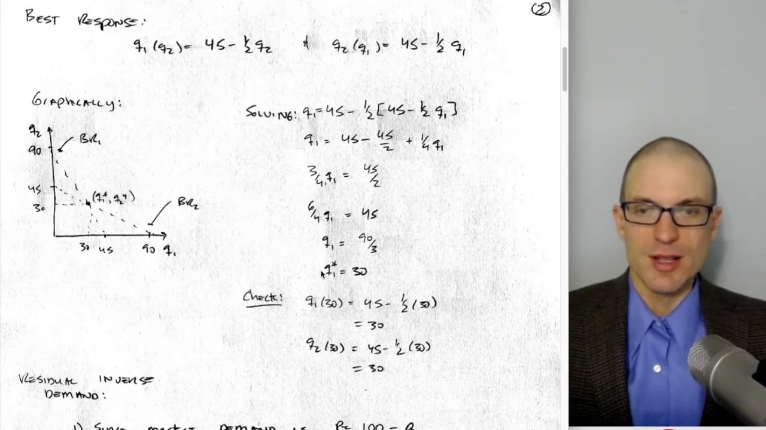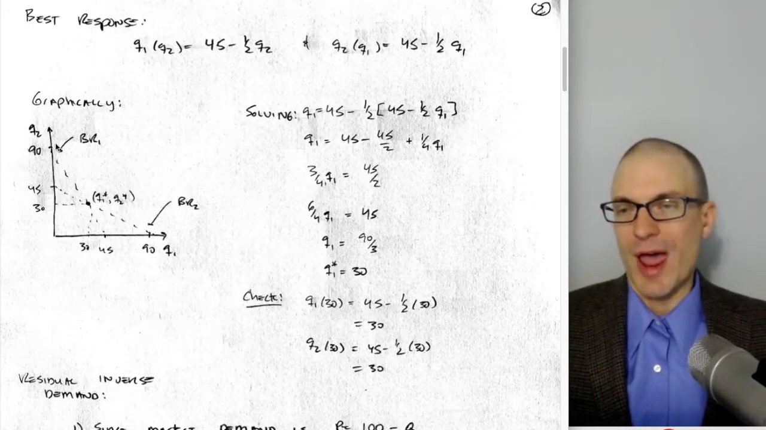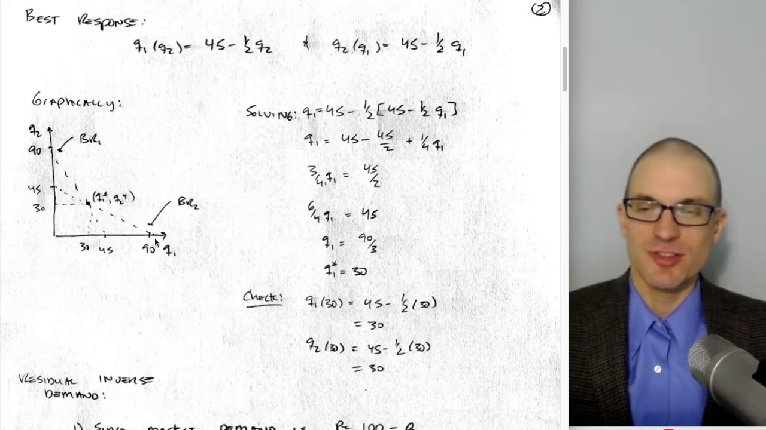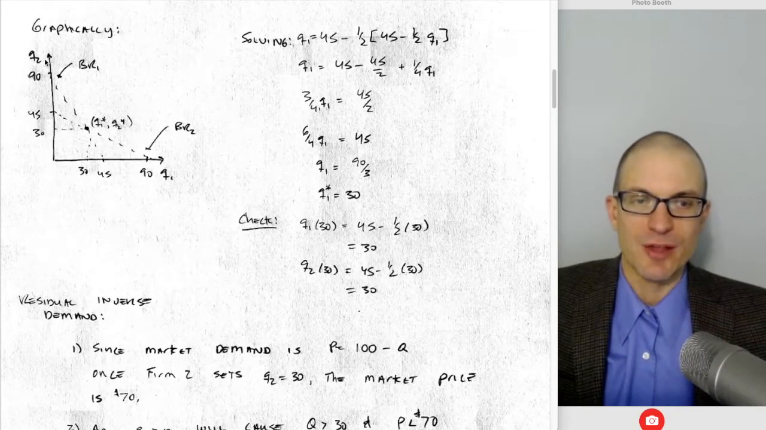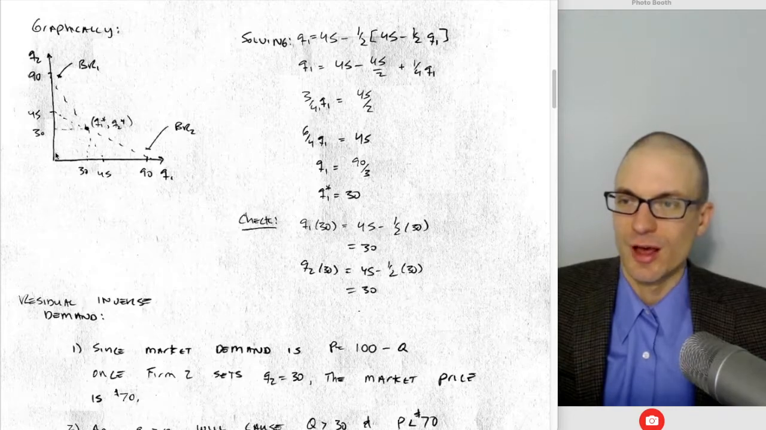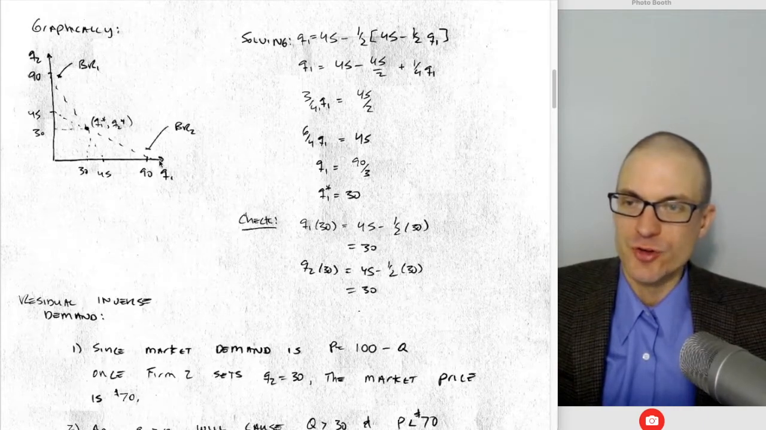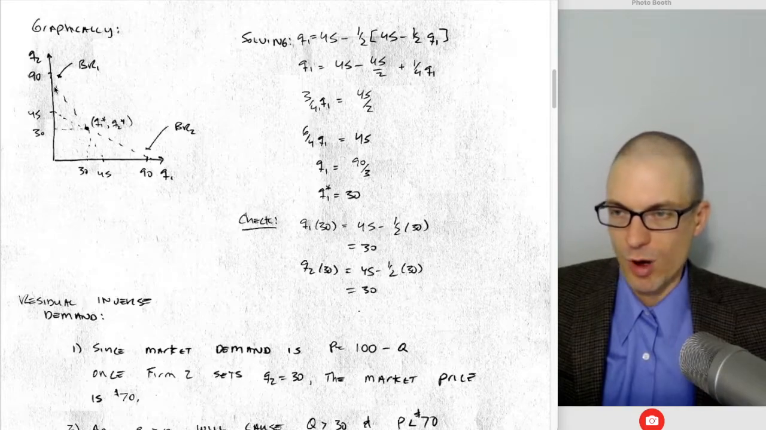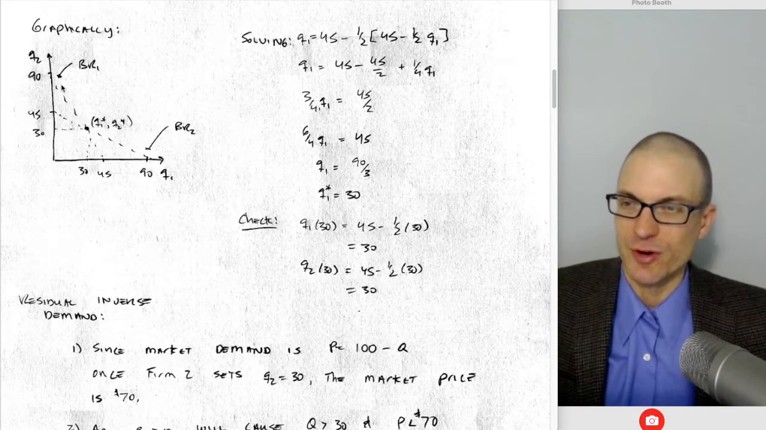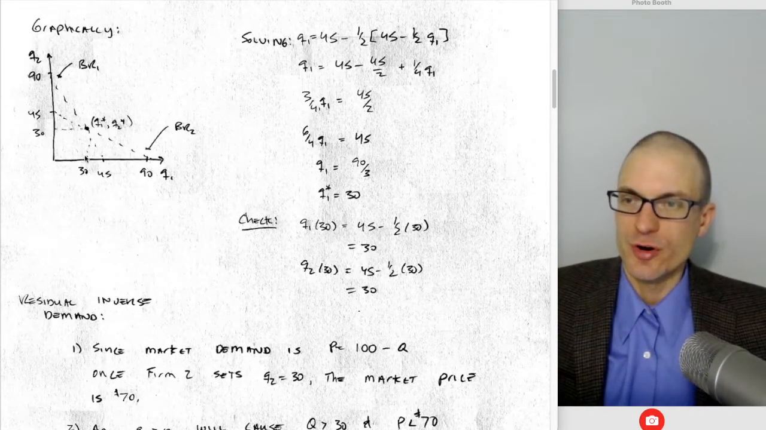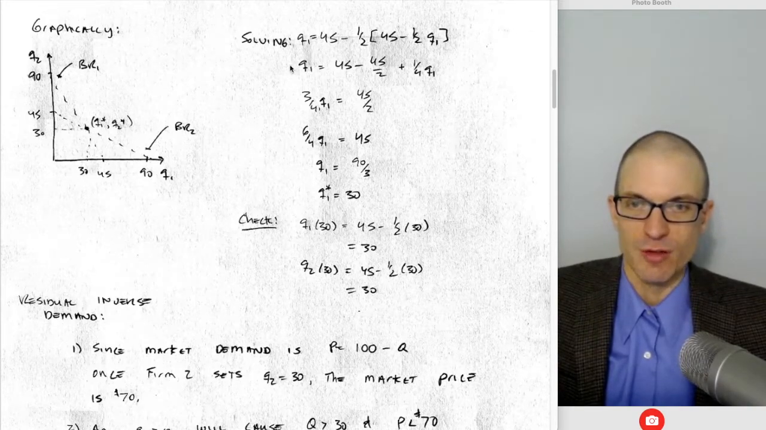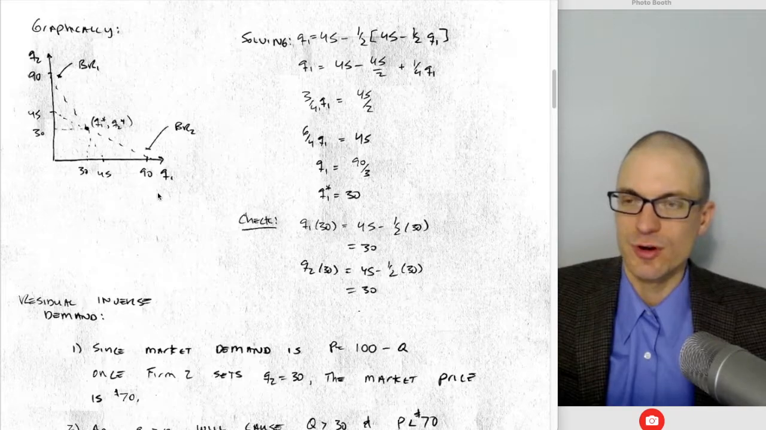Cool, we get a quantity of 30. Here's the graph of the best response function. Sometimes that's helpful to see graphically, these best response functions. Q2 is firm 2's choice. Q1 is firm 1's choice. BR2 is firm 2's best response to firm 1's choice. BR1 is firm 1's best response to firm 2's choice. 30-30 is just the Cournot equilibrium that we find here from solving the system of response curves.